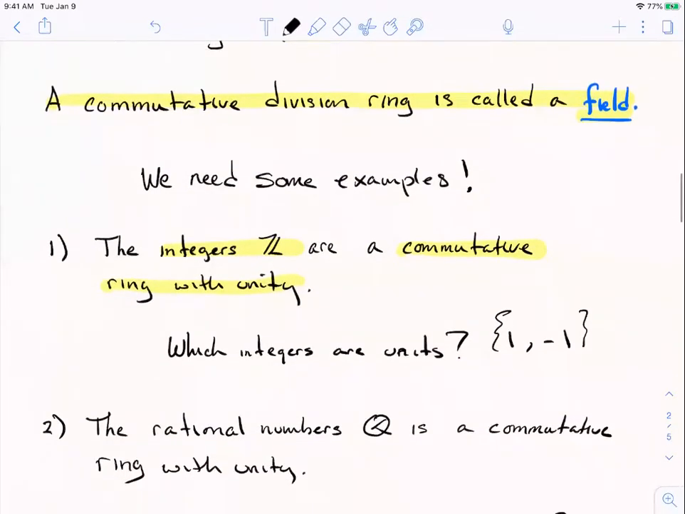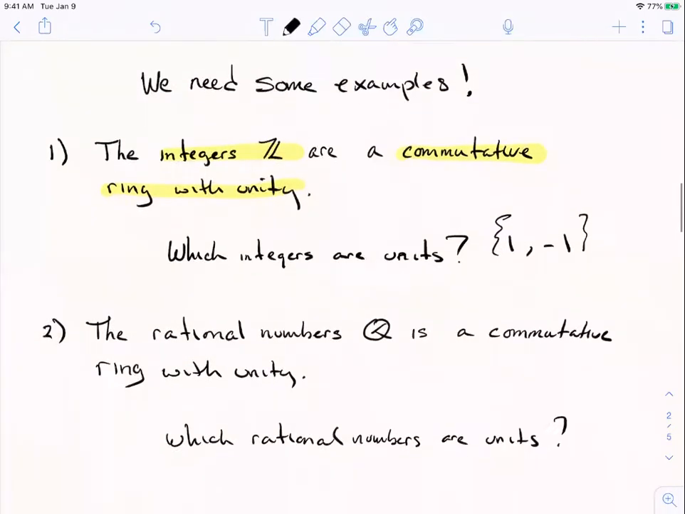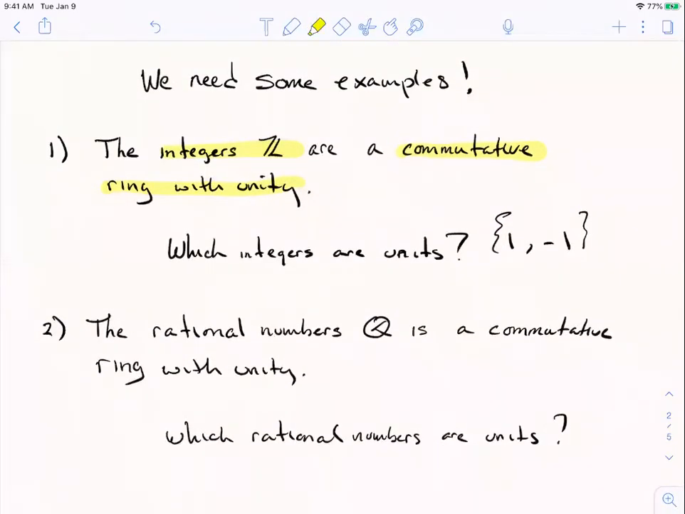Cool. How about the rational numbers? The rational numbers certainly have a multiplication and addition. They're an abelian group under addition. Multiplication is commutative. There's a 1. The rational numbers form a ring in a very natural way. I'm not checking all the axioms. Again, I'm leaving it to you.